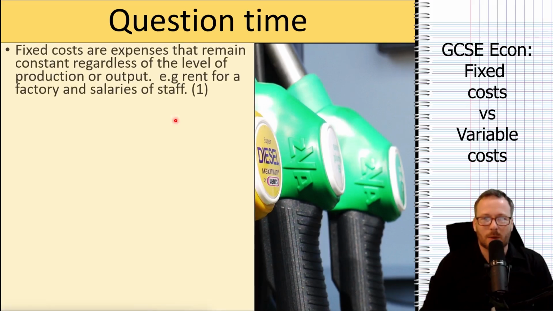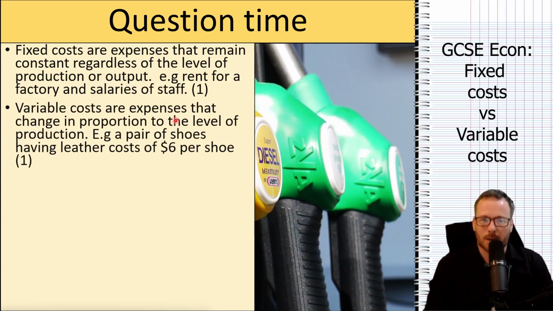All right, let's see what we got then. So for a mark, fixed costs are, we're explaining what they are. They stay the same regardless of the level of output. Remember what we said before, rent for a factory. That's a really good example. You got a contract for 2 years and you can't change it in the short run. Variable costs are different though, aren't they? Every time you produce a new pair of shoes, you have to pay a certain amount of money for leather. So variable costs are dependent on how much is produced.